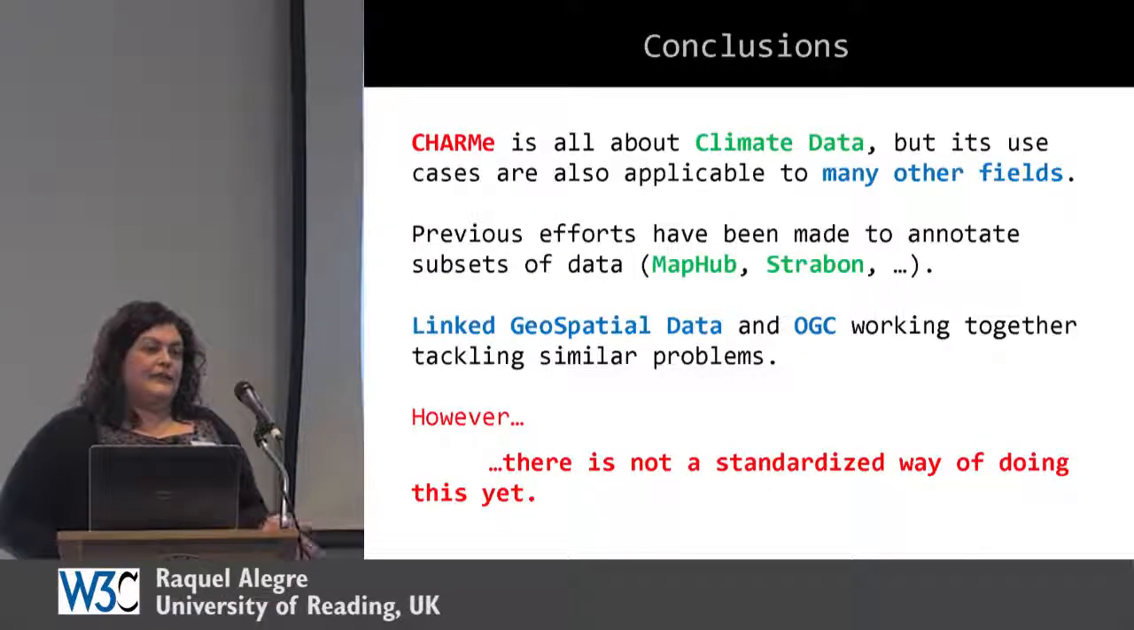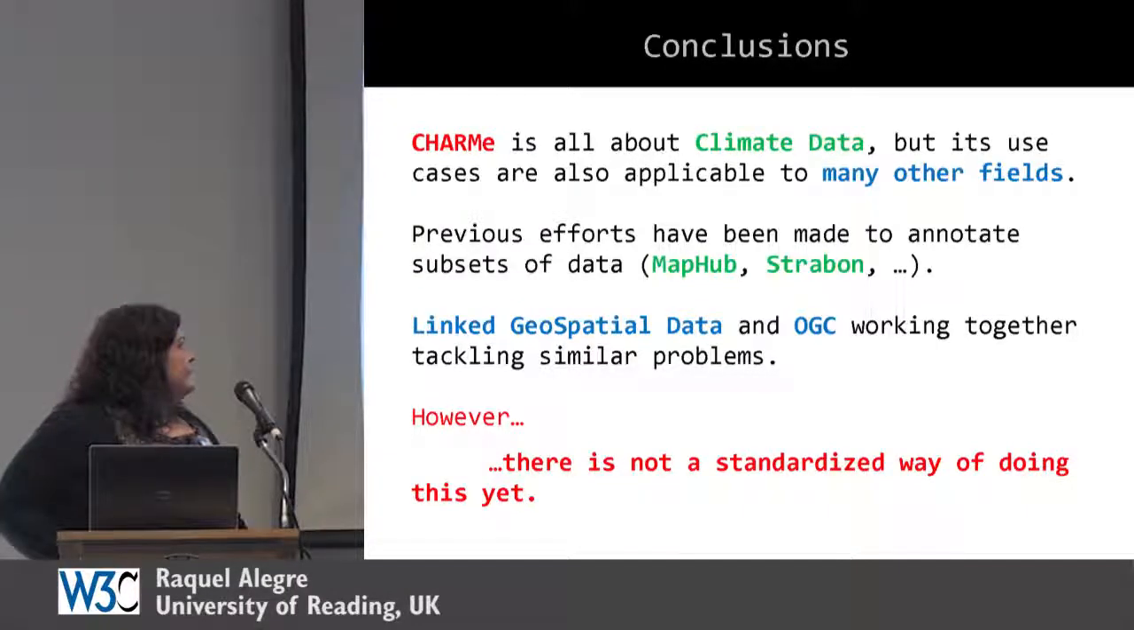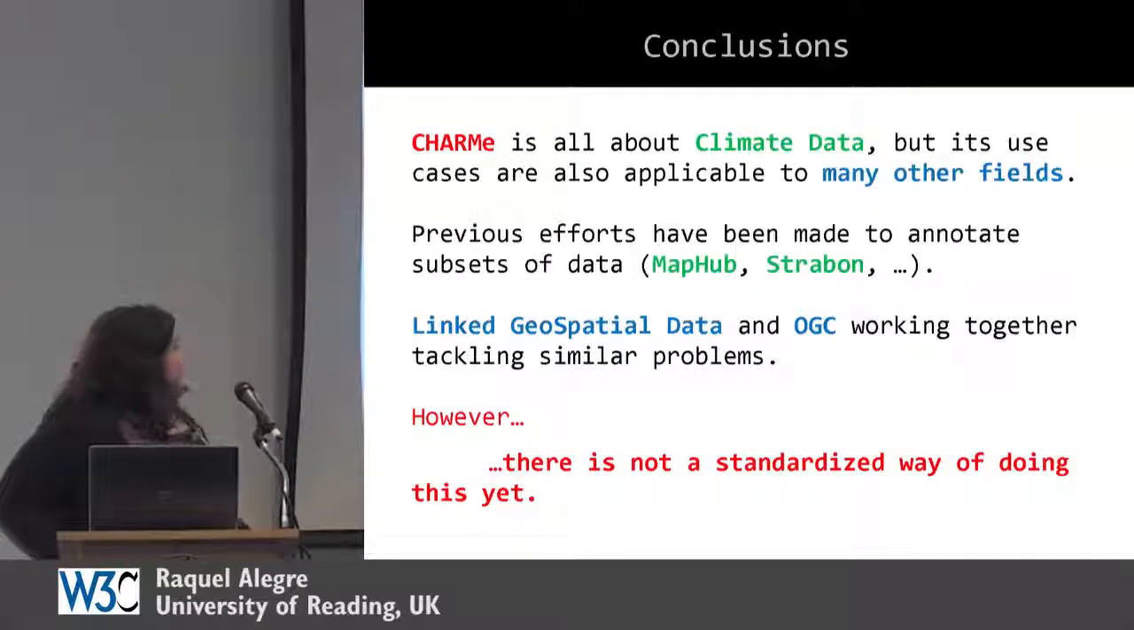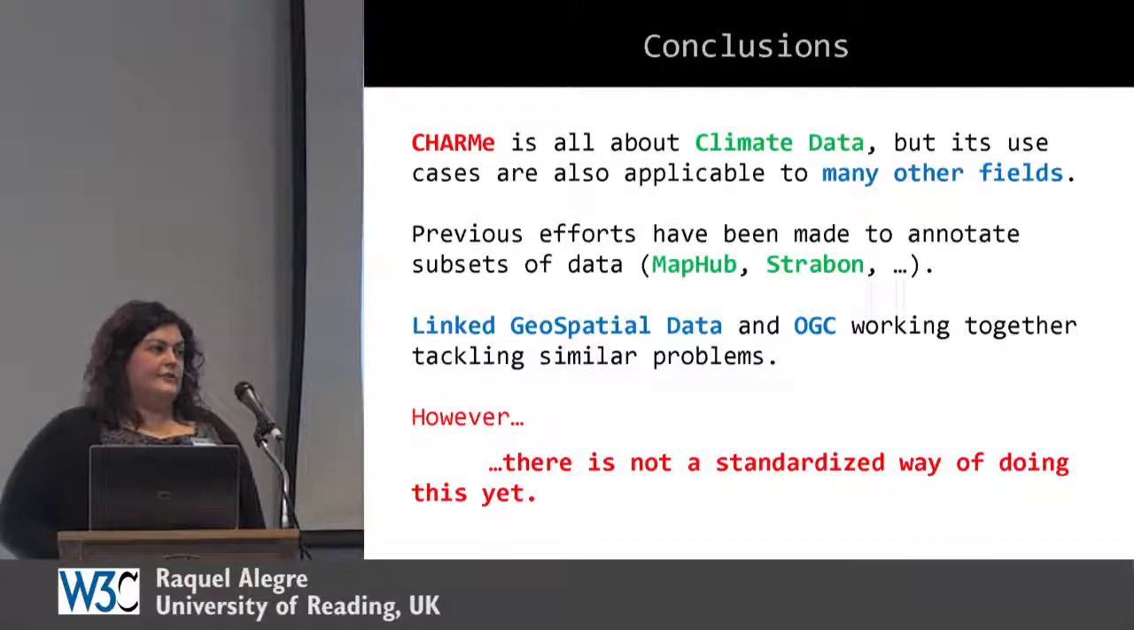So this project is all about climate data, but it could be expanded to many other areas. So we think there's quite a lot. There are big communities around that would be interested in this. There's previous efforts done from which we could gather more knowledge. There's also things that have been done by W3C and OGC together about GIS data. And there's not a standard way yet of doing this, so it'd be nice if we look for one.